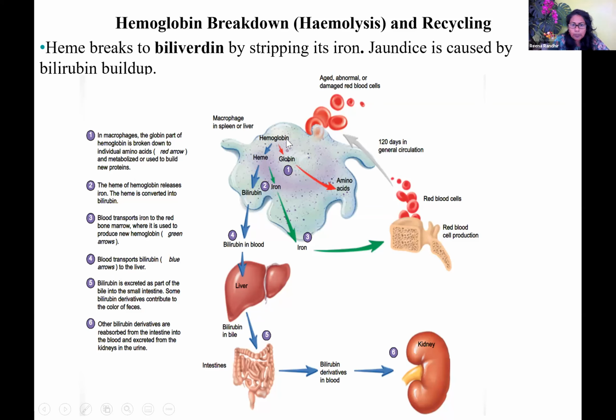Let's see, the globin is a protein, right? So that will be broken down to amino acids, and the amino acids are recycled for use in making other proteins. The iron in the heme, there are other proteins called ferritin, transferrin and all that. They will take the iron back to the bone marrow where it can be recycled, put back into making new hemoglobin molecules. So nothing is wasted. When an RBC breaks down, it is completely used up.